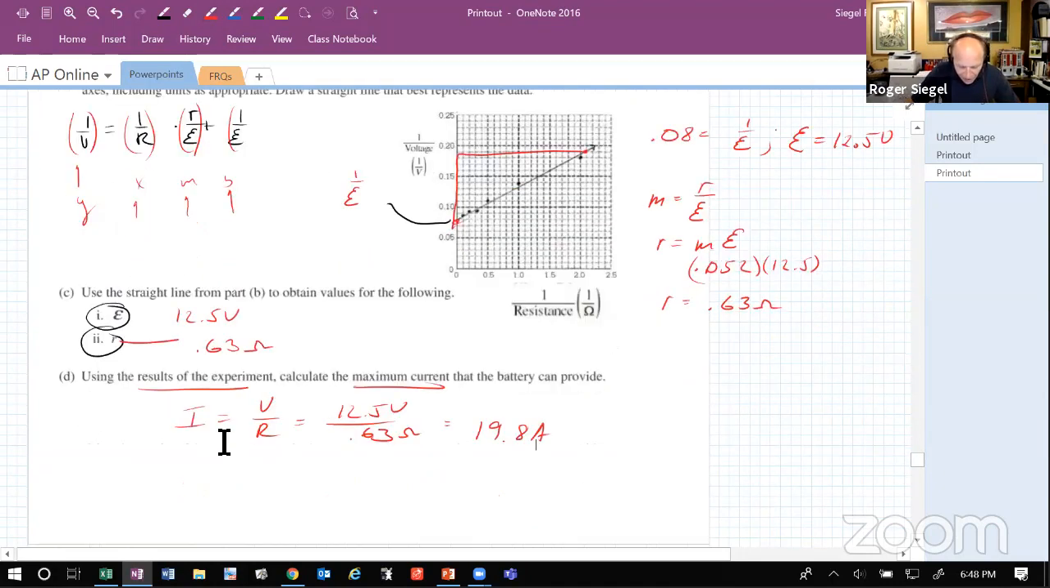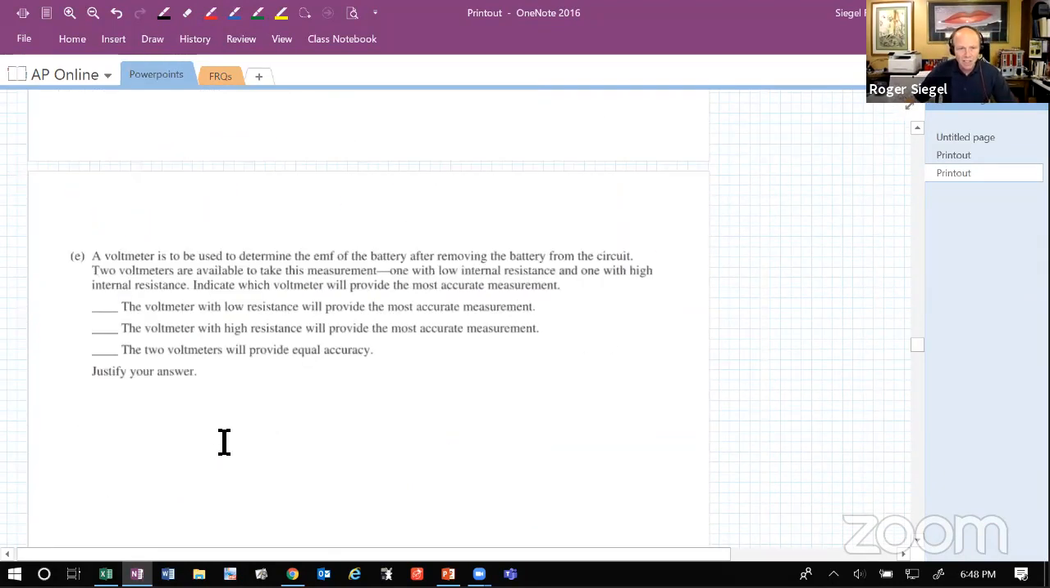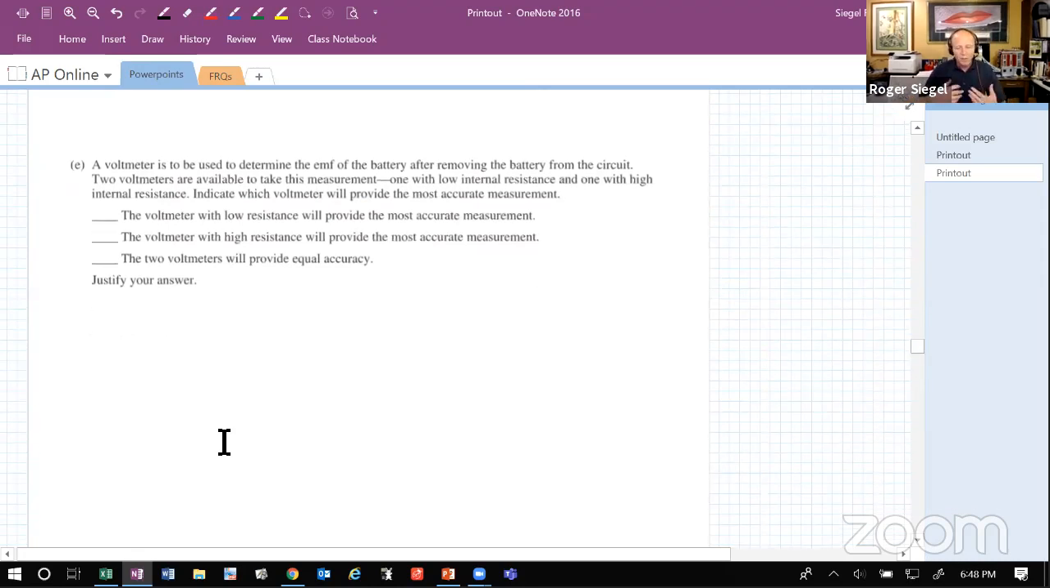All right, now last, I want you to look at this one, because this is what, again, we're looking at this year, probably a lot of explain problems. So let's look at this explain problem. A voltmeter is to be used to determine the EMF of the battery after removing the battery from the circuit. Two voltmeters are available to make this measurement, one with low internal resistance and one with high internal resistance. Indicate which voltmeter will provide the most accurate measurement, the one with low, the one with high, or it will be equal accuracy. All right, now, this is a tricky problem.